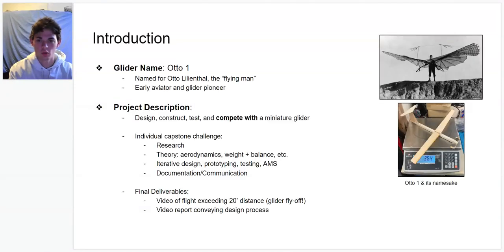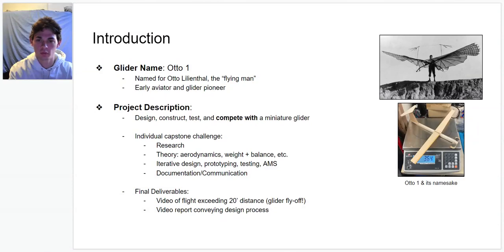My glider is named Otto 1 after Otto Lilienthal, an early glider pioneer. The objective of the glider project was to design, construct, test, and compete with the miniature glider in a glider fly-off. The project was a capstone challenge for AE 1601 that involved each step of the engineering process from research to prototyping and applied theory learned throughout the course, like weight and balance and aerodynamics.